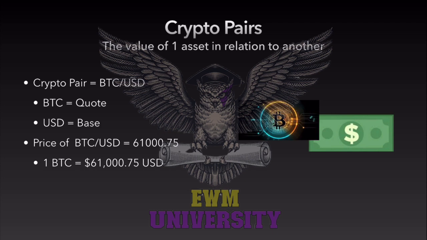So in this example, we're going to be using BTC, or Bitcoin, and USD, or the United States dollar. So BTC is going to be our quoted currency, and the United States dollar is going to be our base currency. So we're going to be seeing how much Bitcoin we can get based on the price of the United States dollar. So when we read the price of BTC USD is equivalent to 61,000.75, what we're saying is that 1 Bitcoin is equivalent to 61,000.75 United States dollars.